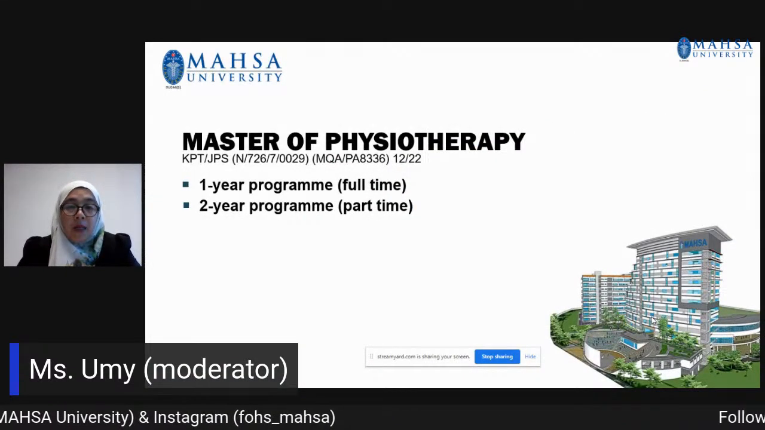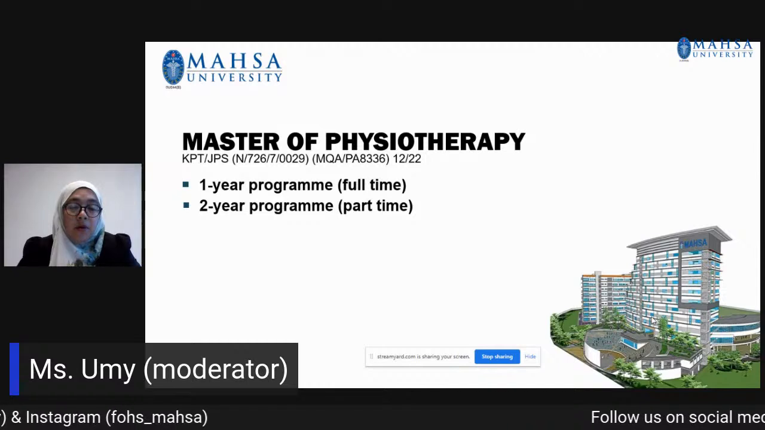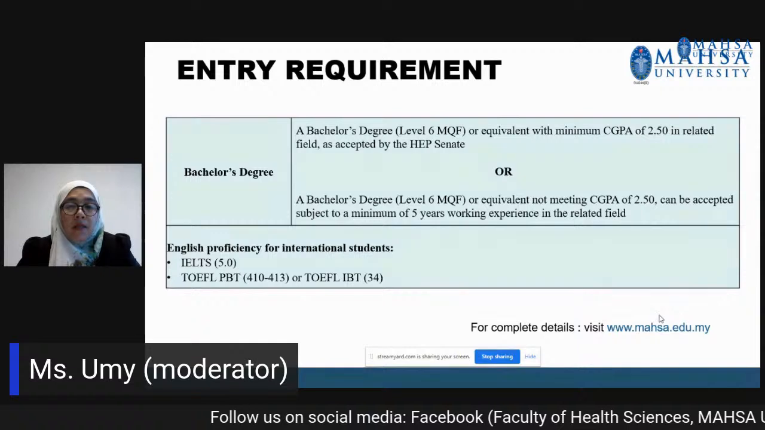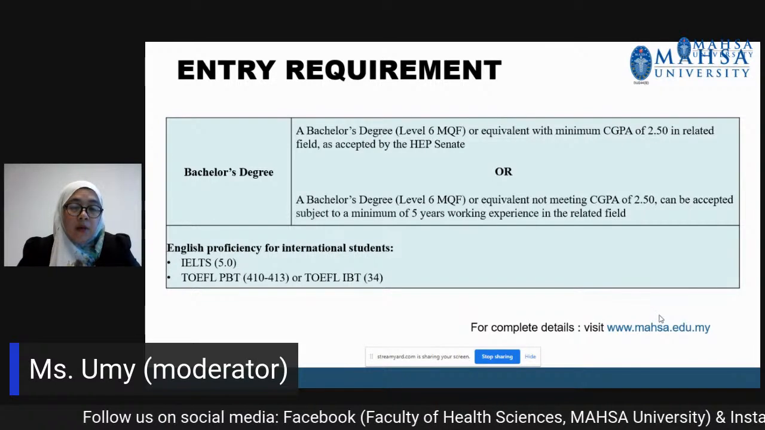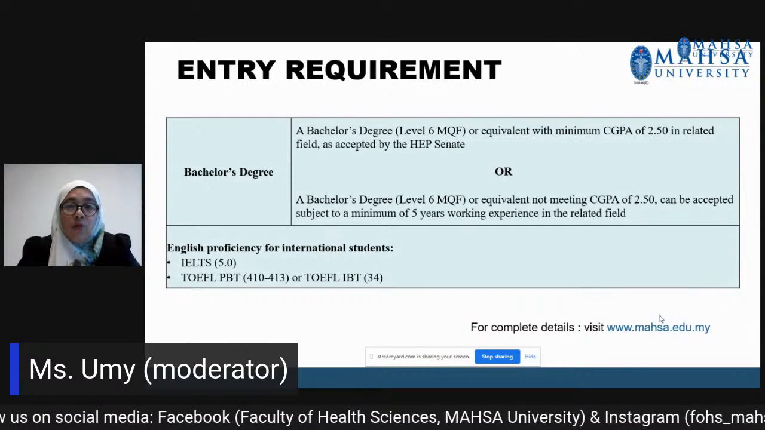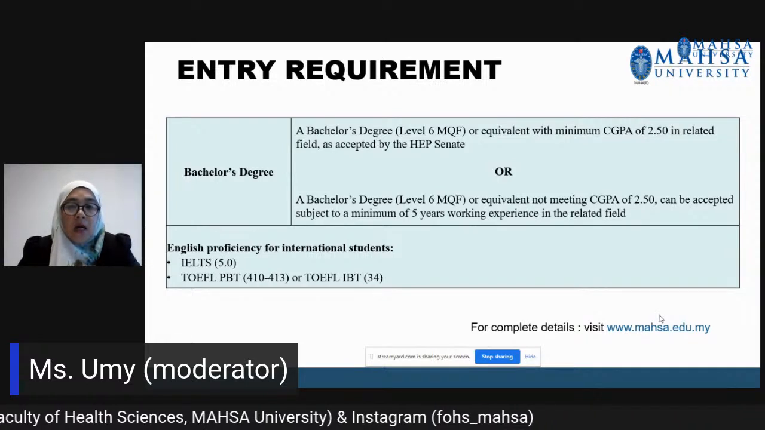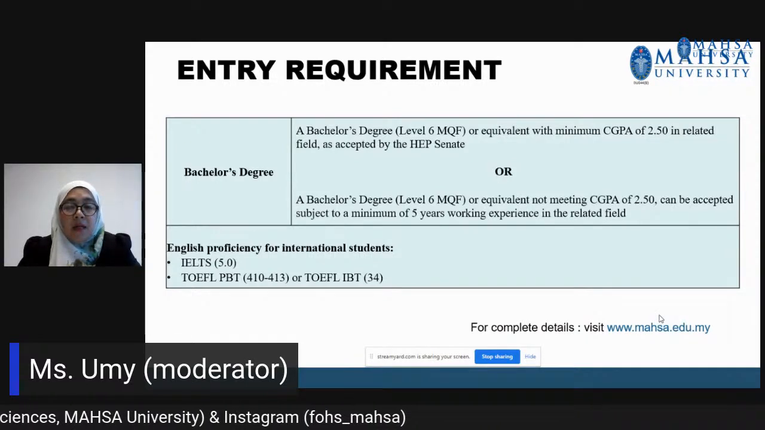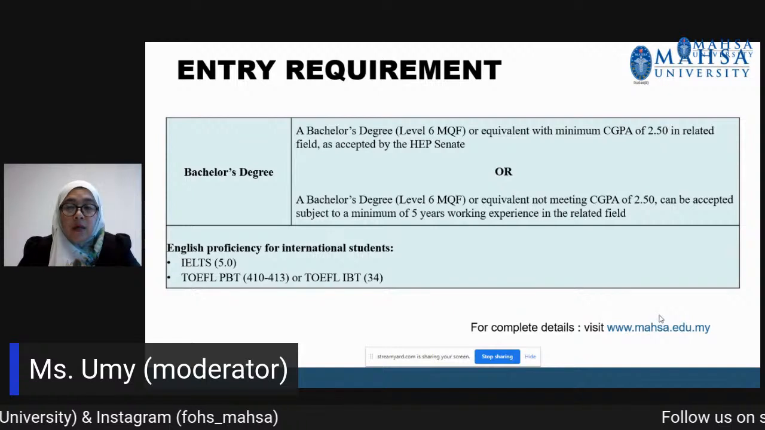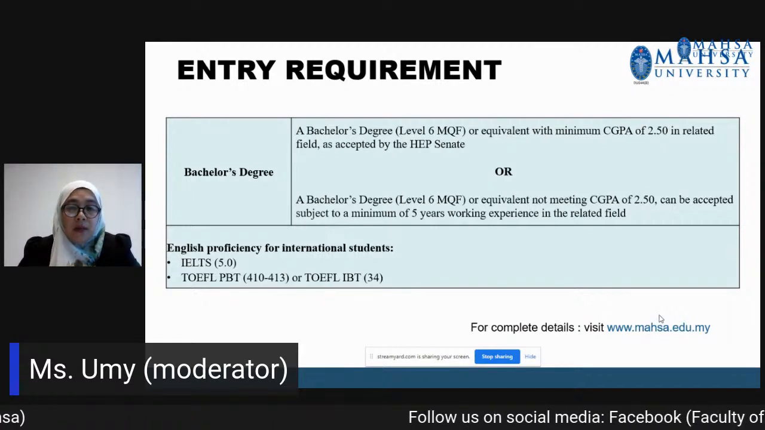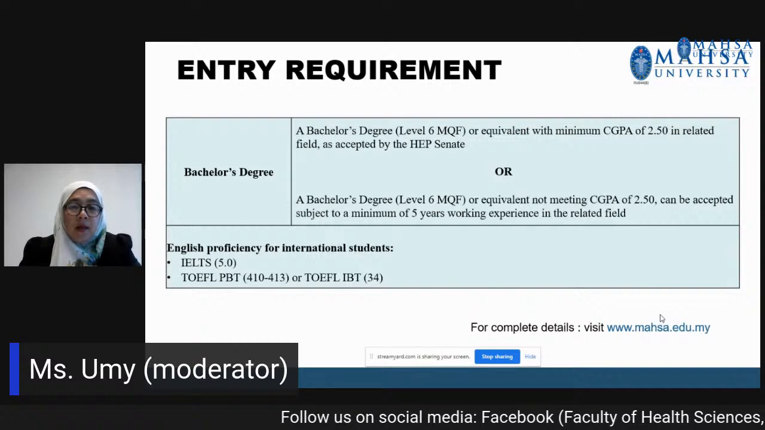The Master of Physiotherapy has two modes: a 1 year program full-time, and a 2 year program part-time. The requirement for the master program is a bachelor degree with a minimum CGPA of 2.5 in a related field, or if your CGPA is less than 2.5, you need a minimum of 5 years working experience in a related field.